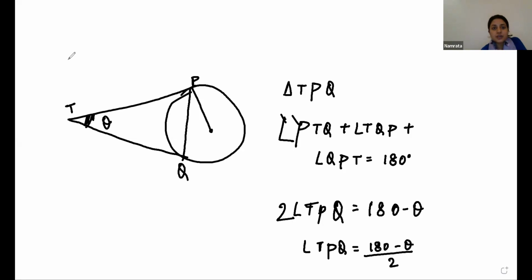Let me turn off the video. I believe it will get normal. Can you see it now? Yes, ma'am. Due to the video, it is lagging a lot.